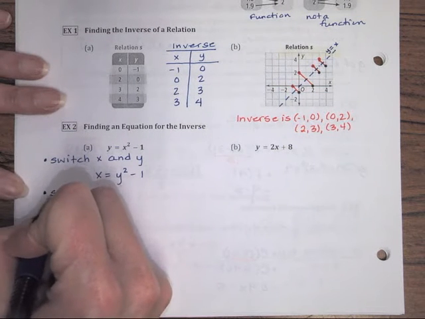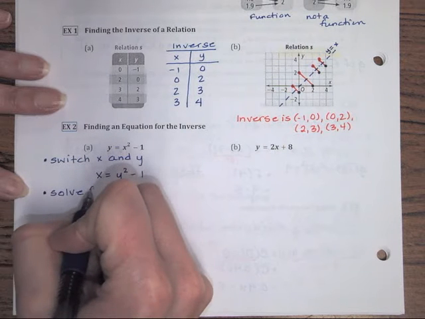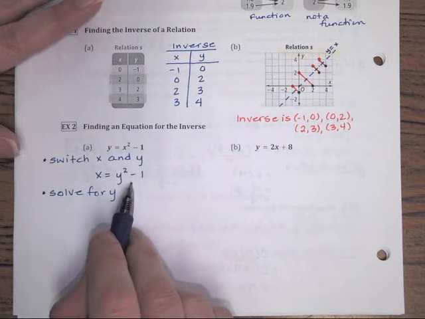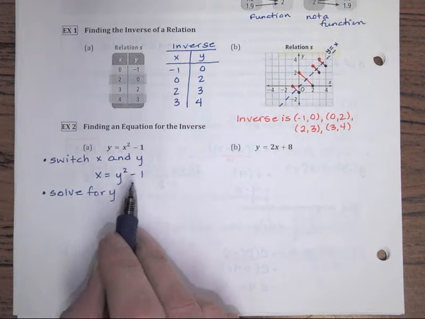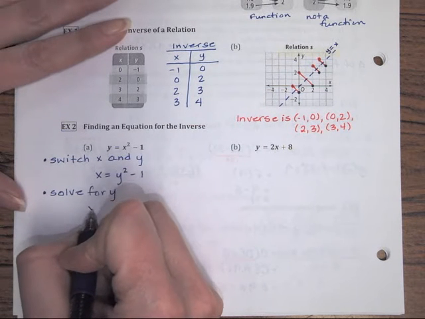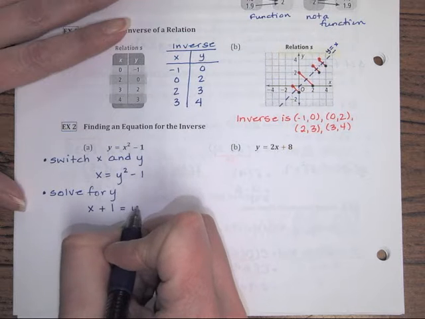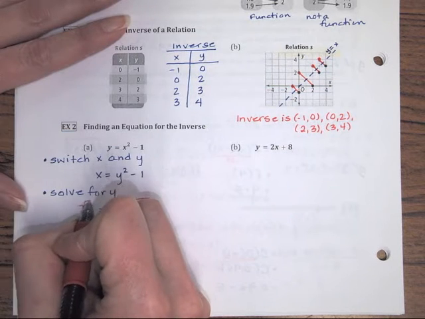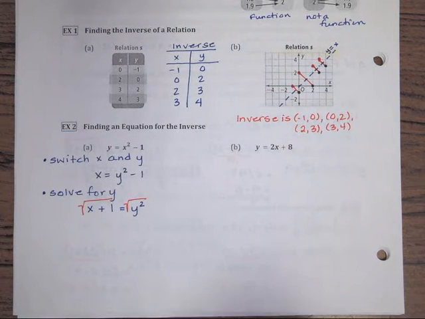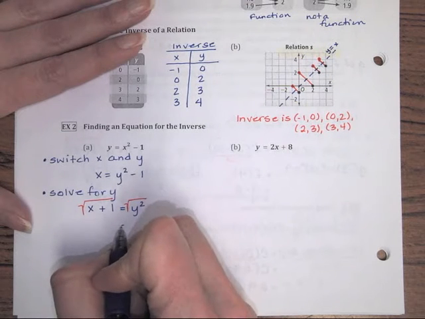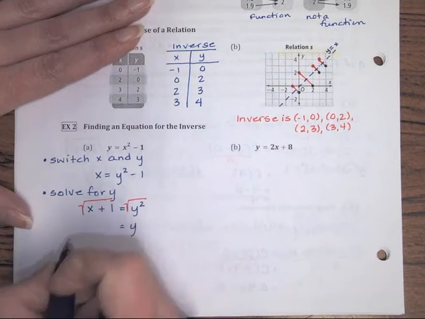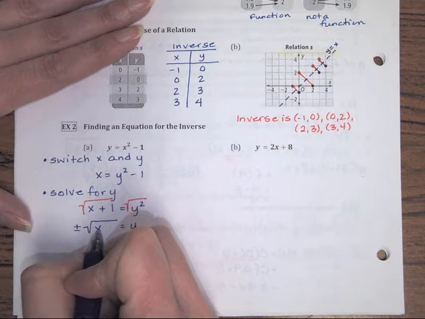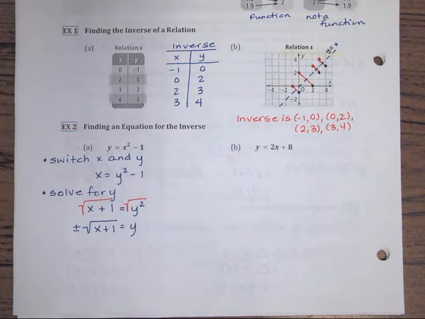We'll write that out. Solve for y. Okay, so first thing I'm going to do is I'm going to add 1 to both sides because I need to get y by itself. So I have x plus 1 equals y squared. To get y by itself, I'm going to square root both sides. And the square root of y squared is y. And over here, remember, we do have 2, 1 plus, 1 minus the square root of x plus 1.